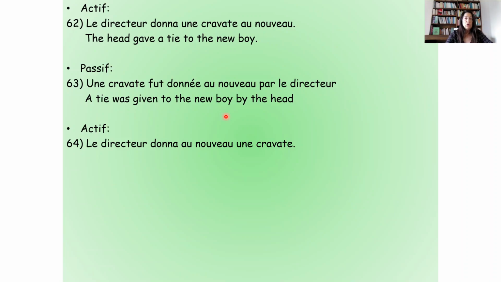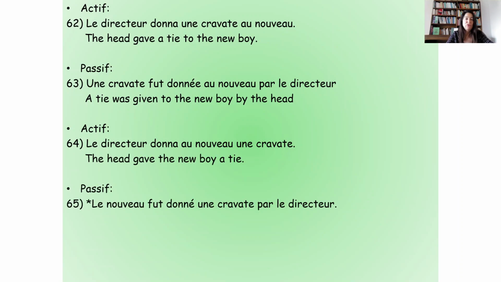Then it is also possible to switch the order of the objects. In French, le directeur donna au nouveau, which is now mentioned first instead of second, une cravate. And in English, it is possible to do exactly the same thing. The head gave the new boy a tie.